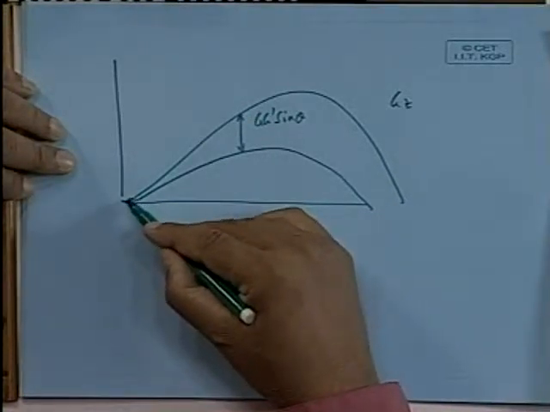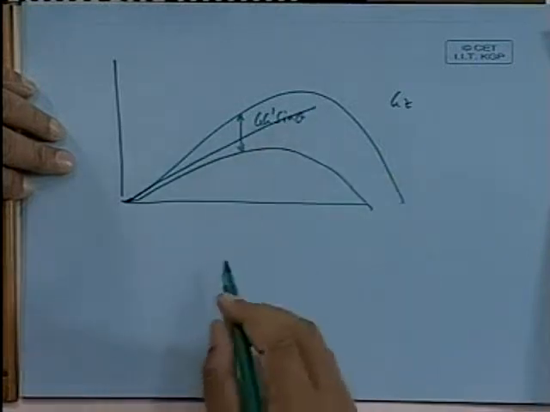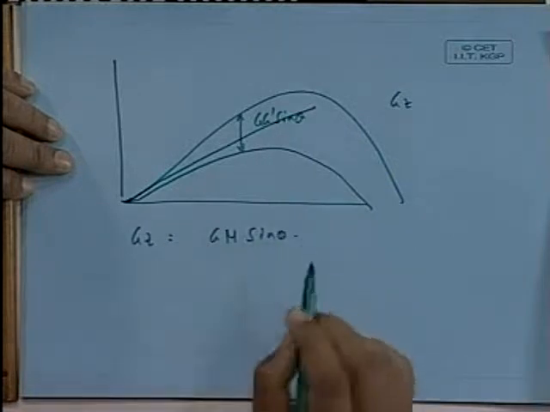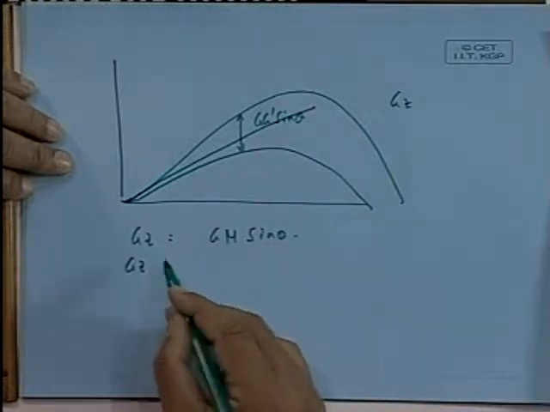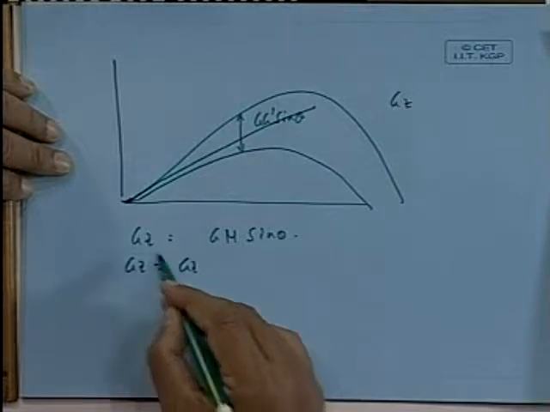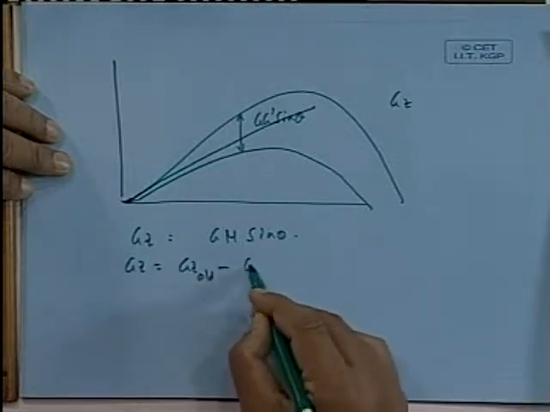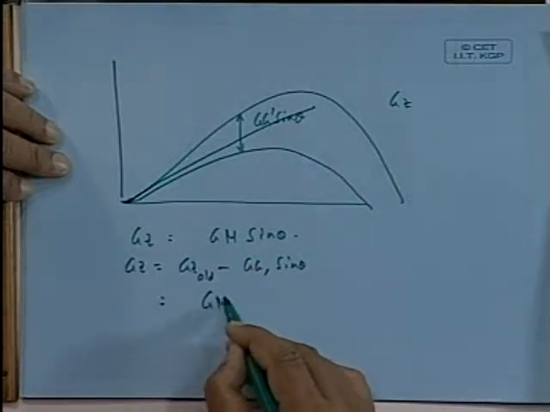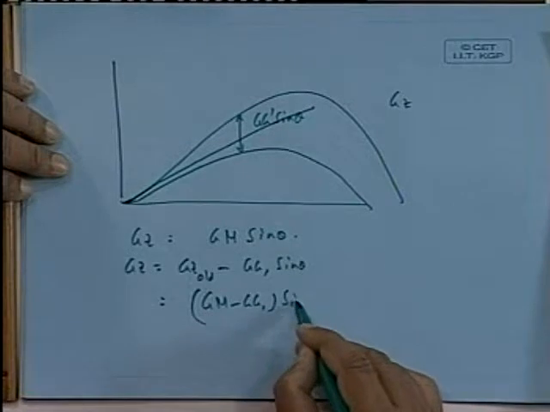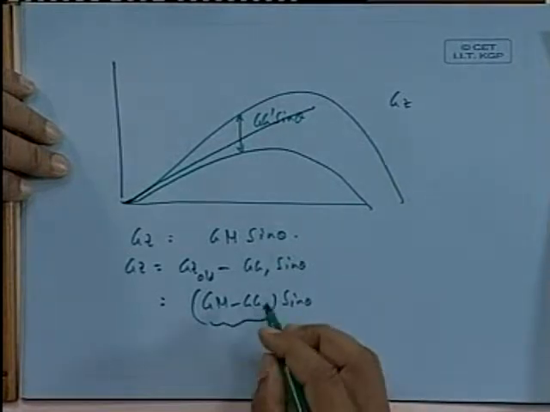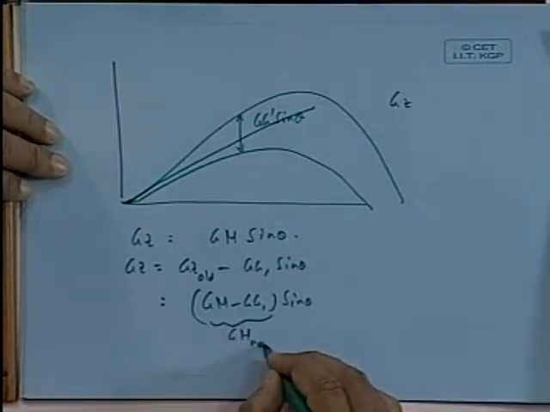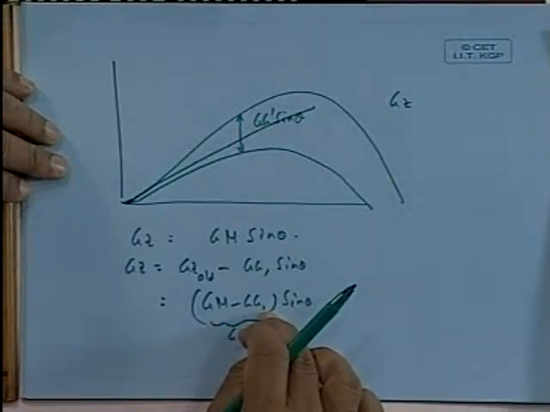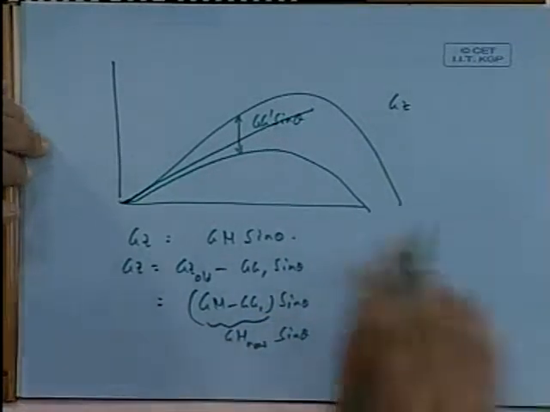Here the slope was this. See, my GZ equals GM sine theta. Now here my GZ has reduced to the old GZ minus GG1 sine theta. Okay, this makes it GM minus GG1 sine theta. That means as if my GM has also reduced by this much amount. You see? Now what happens here?